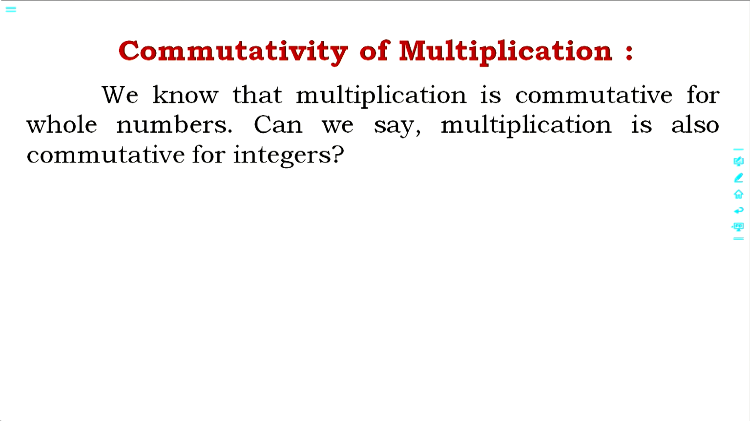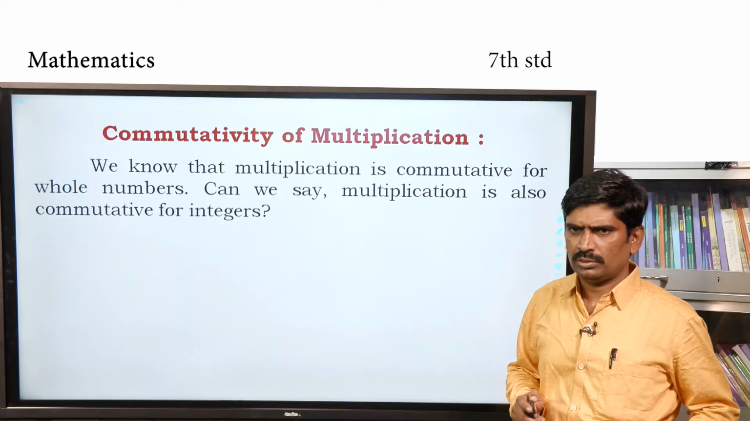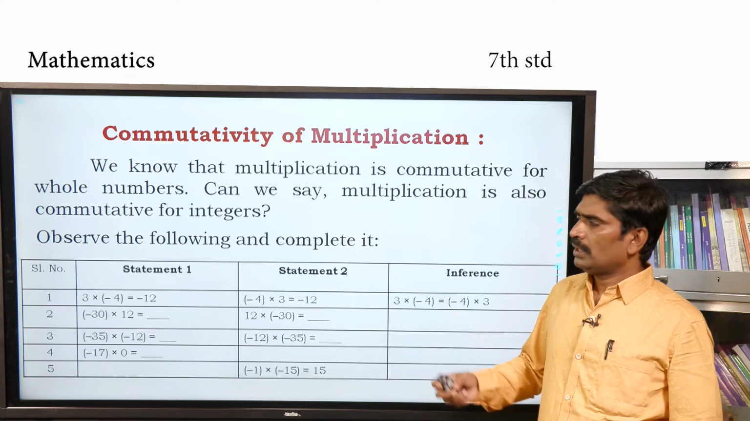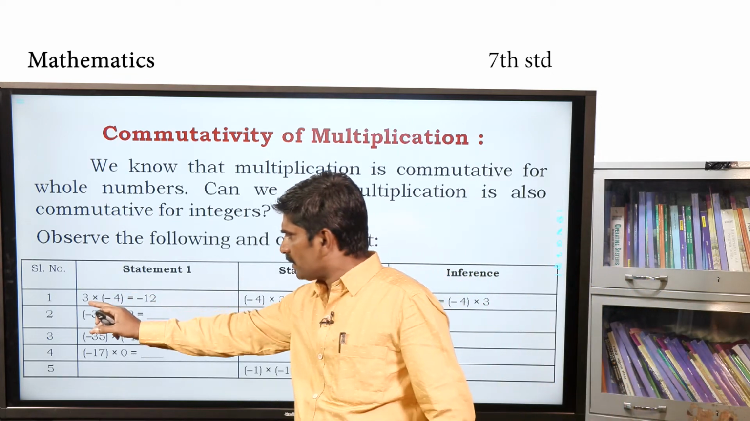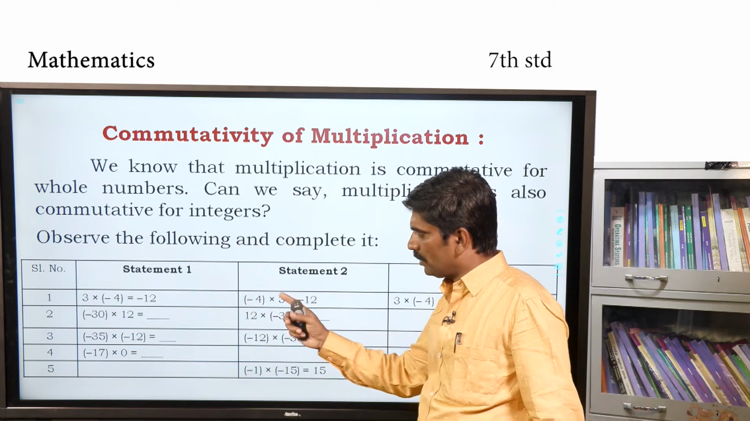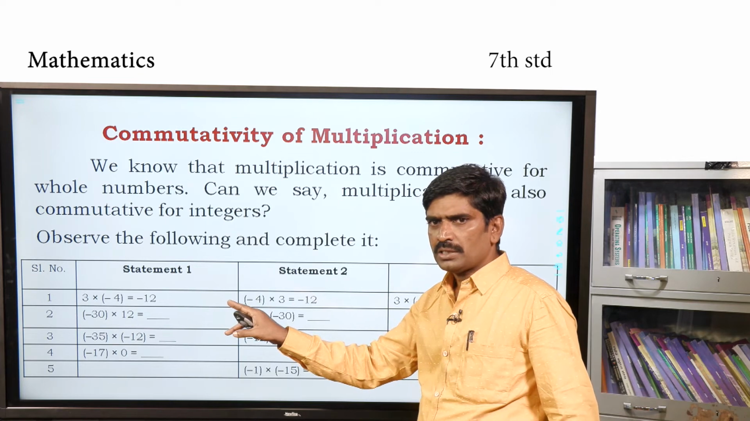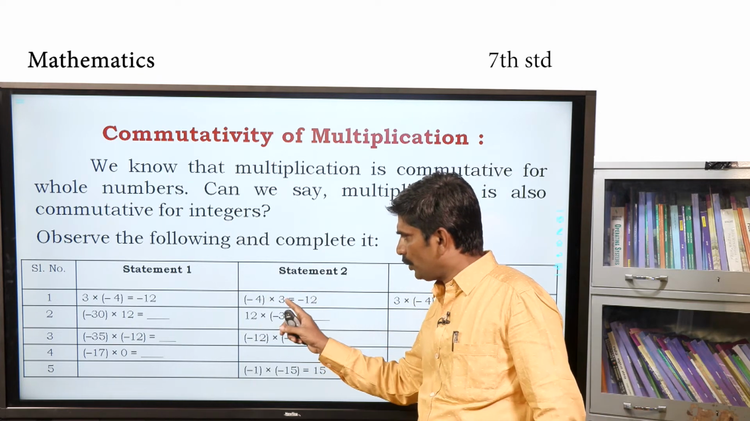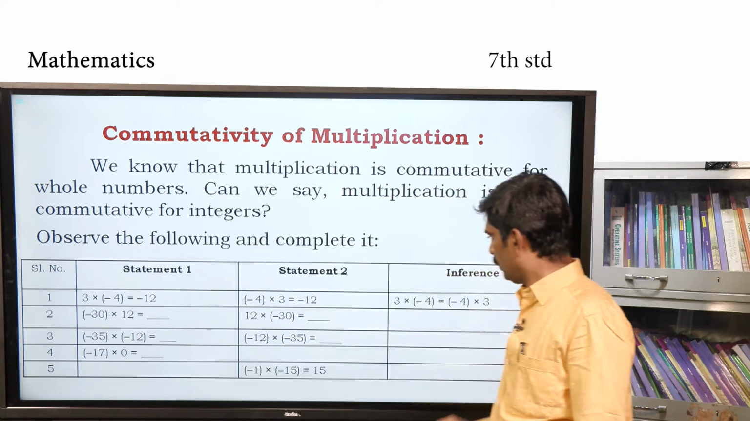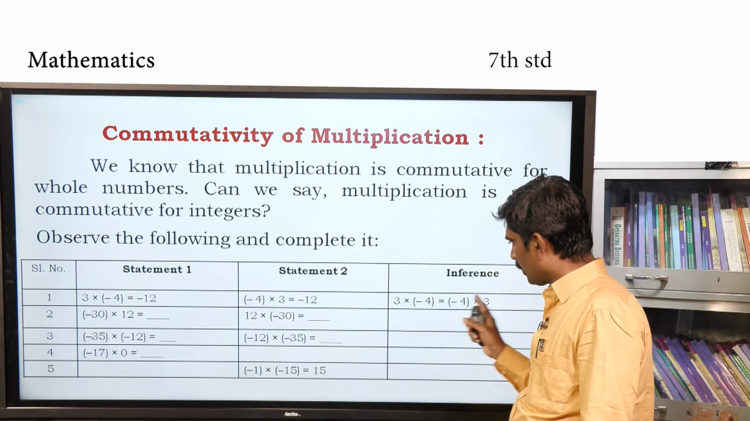Commutative property of multiplication. We know that multiplication is commutative for whole numbers. Can we say multiplication is also commutative for integers? Next we find it. Observe the following and complete it. See the table. First statement, 3 into minus 4, that is minus 12. Second statement, interchange the integers, minus 4 into 3, that is minus into plus is minus, 4 3s are 12. What do we observe here? Both are equal.